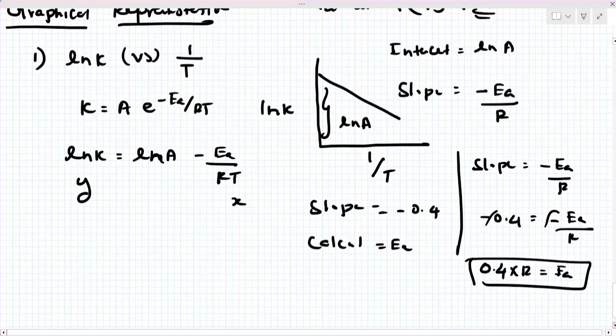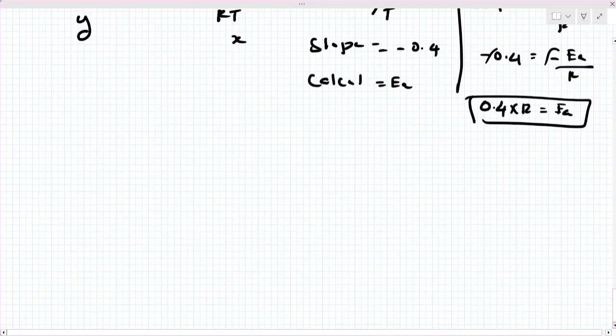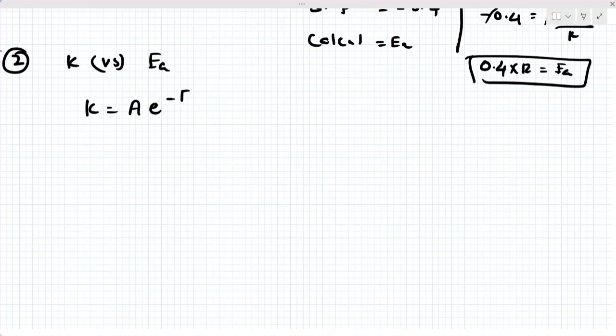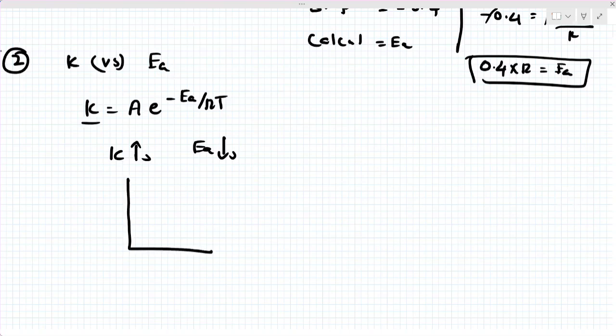Listen. Now the second graph, that is k versus T. Same equation, k is equal to A into e power minus Ea by RT. Therefore, as temperature increases, k increases. Temperature increases, the rate of reaction increases, right? The same concept. Therefore this is k.